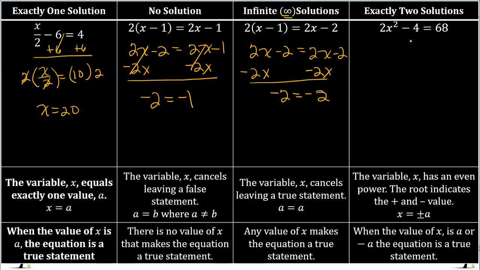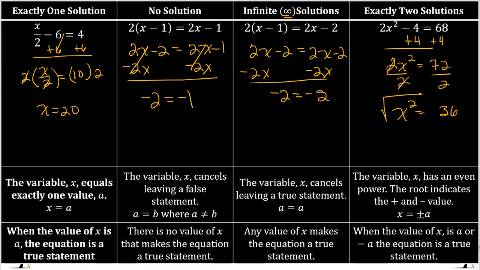Our fourth example, we're going to isolate x by adding 4 to both sides. We're going to use the division property of equality. And to undo something that's being squared, remember, you're going to take the square root. So when I take the square root, it undoes squaring. And if I take the square root on the left, I have to take the square root on the right.